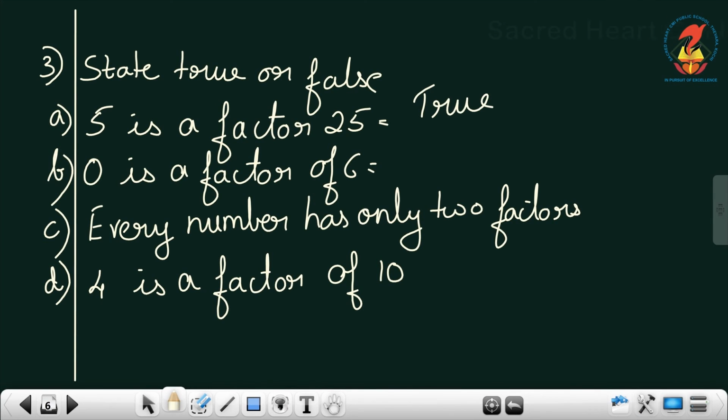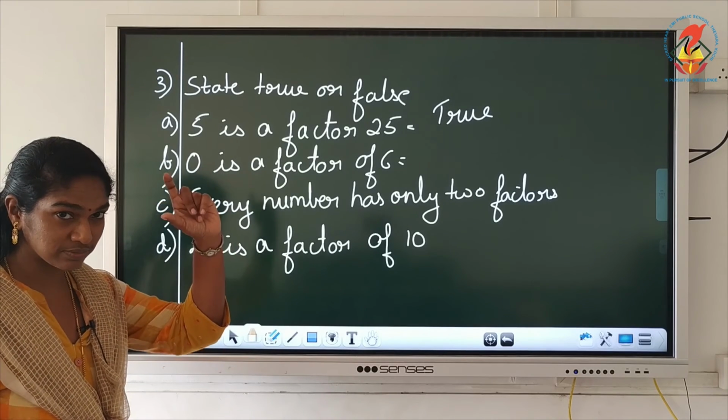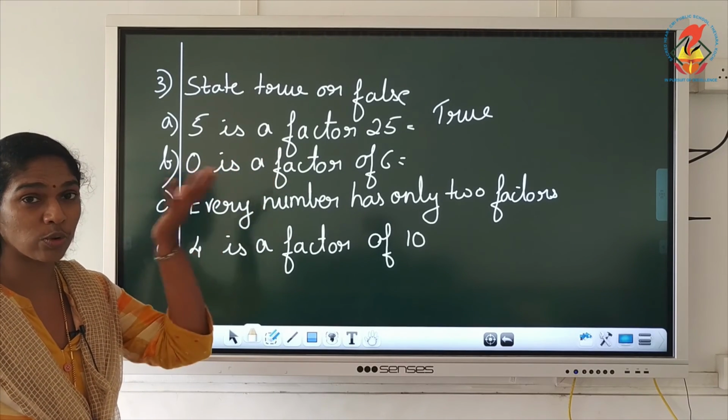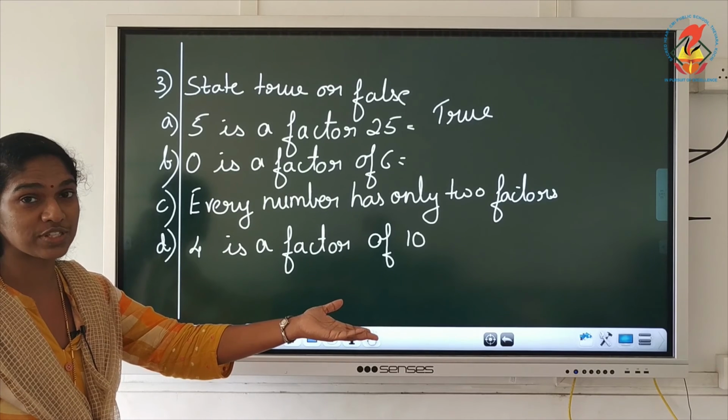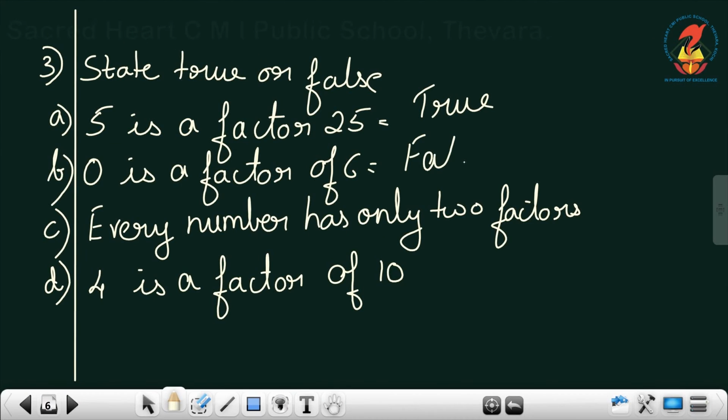Next one. 0 is a factor of 6. True or false? 0's table. You multiply any number with 0, what you will get? You will get 0 itself, isn't it? So will you get 6? No. So this is false.